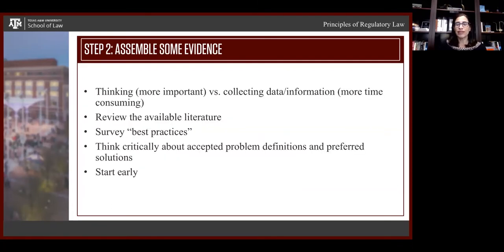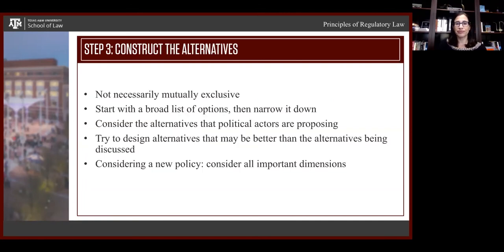The second step involves assembling evidence. So this involves thinking versus collecting data and information. And thinking is more important to do at this stage, and collecting data is more time-consuming at this point. So you'll obviously want to review any available literature on the problem you're addressing, survey best practices of how people are handling it, and think critically about accepted problem definitions and preferred solutions. And this assembly of evidence should be started very early on in the process.